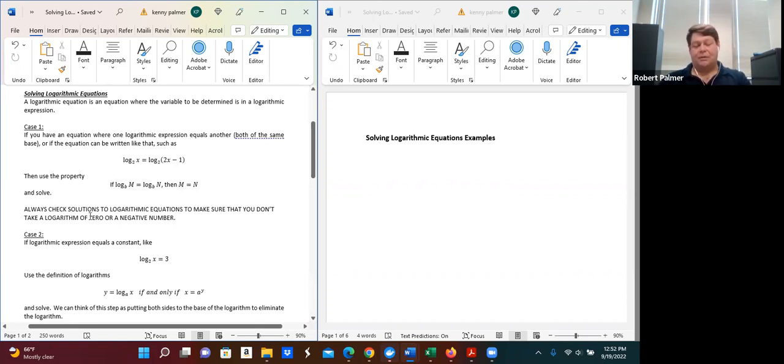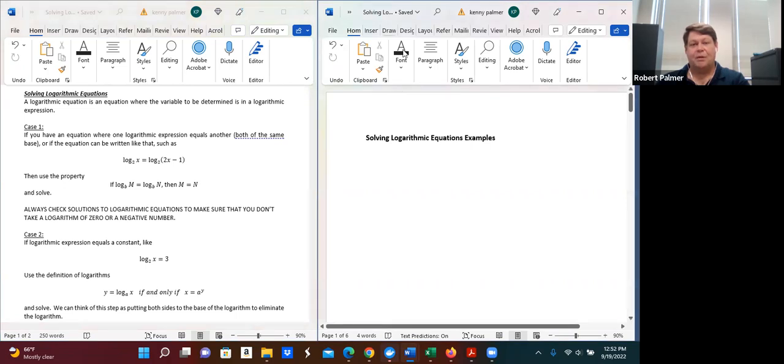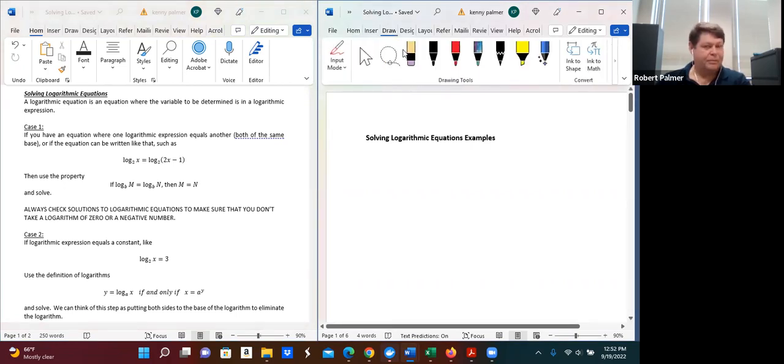Now, you notice I put this in all caps here. Always check the solutions to logarithmic equations to make sure that you don't take the logarithm of zero or a negative number. You always have to make sure of that. If you don't, write it down: check it, and be certain that's not the problem. Let's look at an example, starting with this exact problem.